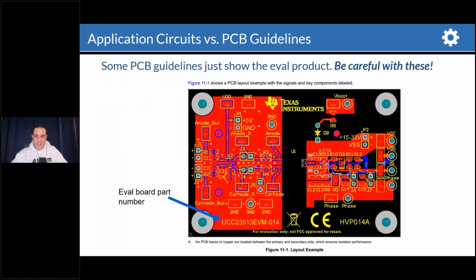Now, along with these application examples, you will sometimes see PCB design guidelines. So I think it's very important to take a look at the PCB design guidelines and actually understand what it is they are showing you. Now, the PCB design guidelines that you see in a datasheet could be the evaluation product that they sell off the shelf. So evaluation products are very useful because, of course, they let you experiment with different components. But the PCB design guidelines that they're showing you might just be the evaluation product. And that's exactly what's going on here with the UCC component that we showed earlier from Texas Instruments.